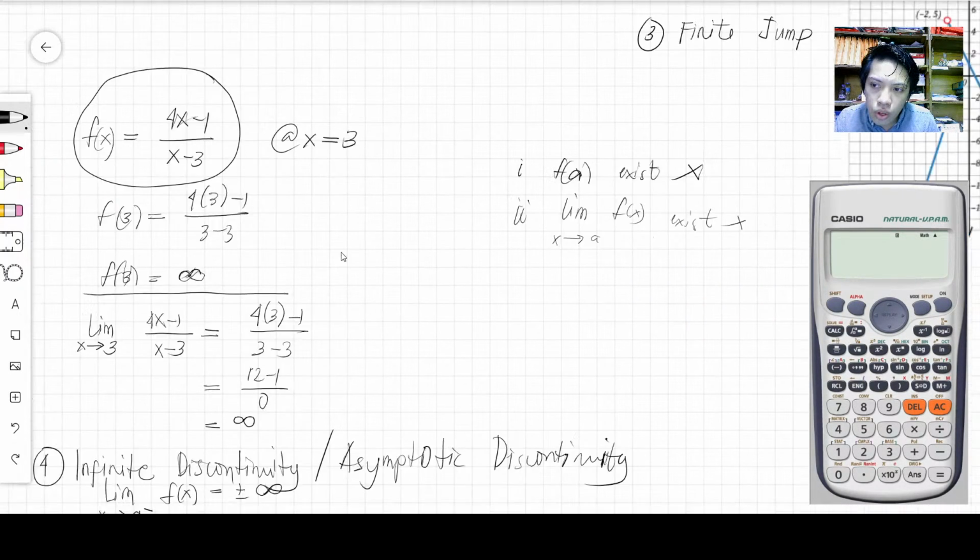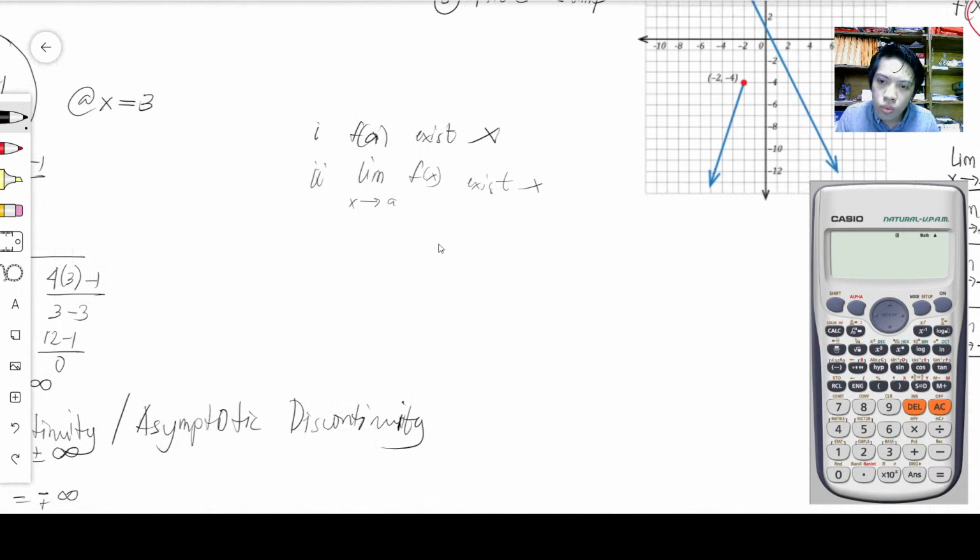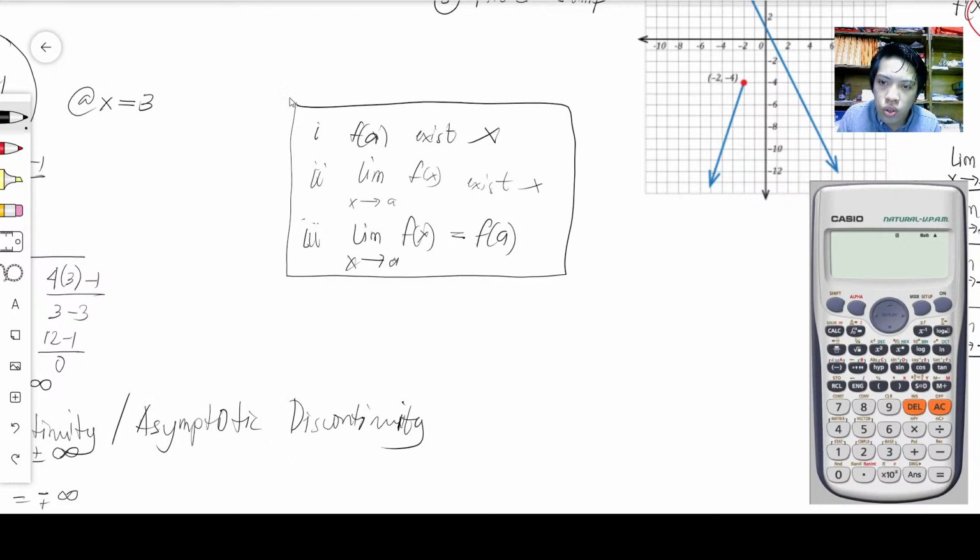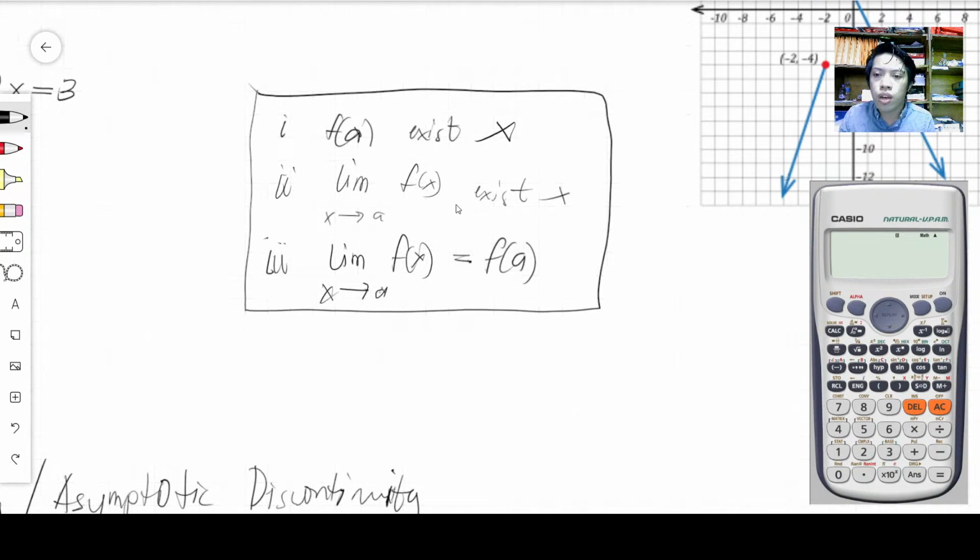Actually, we also have another criterion, and that is when the limit of f of x as x approaches a is equal to f of a. So these are the three criteria for us to say that a certain function is continuous. To say that a function is continuous, we have to satisfy these criteria.